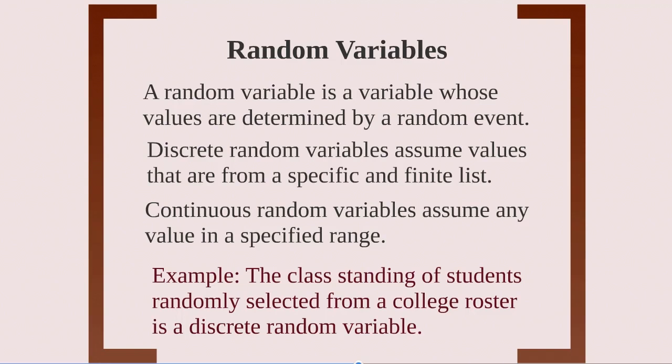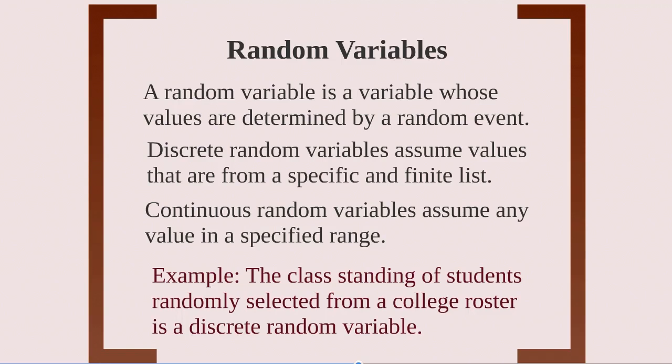Now there are two primary types of random variables. Discrete random variables assume values that are from a specific and finite list, such as the class standing of students. They can only be one of four discrete values: freshman, sophomore, junior, or senior. Contrast that with a continuous random variable that can assume any value in a specified range. For example, what about height? Height can be anything within a specified range.